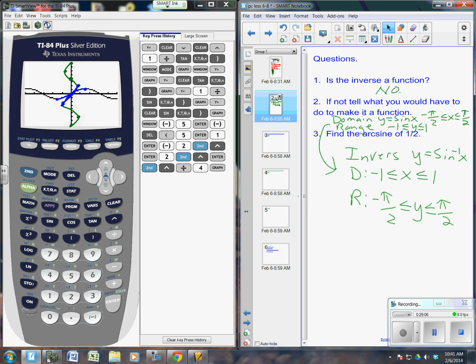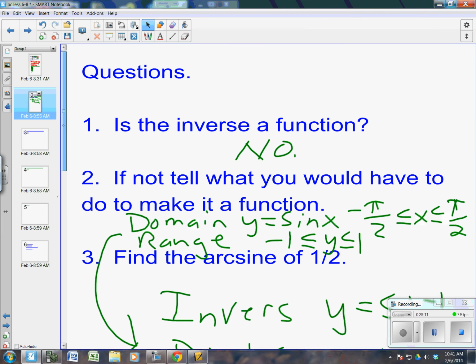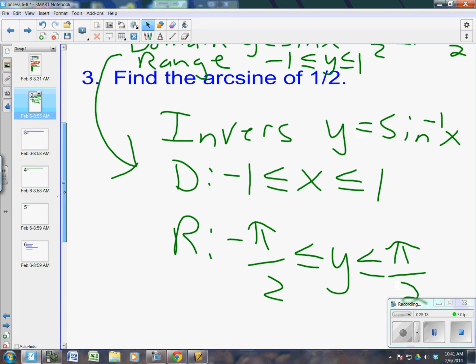Okay, I'll make it bigger. I have to move it up. Is that big enough?